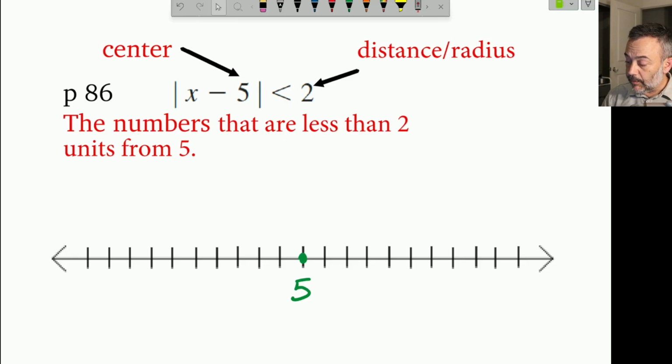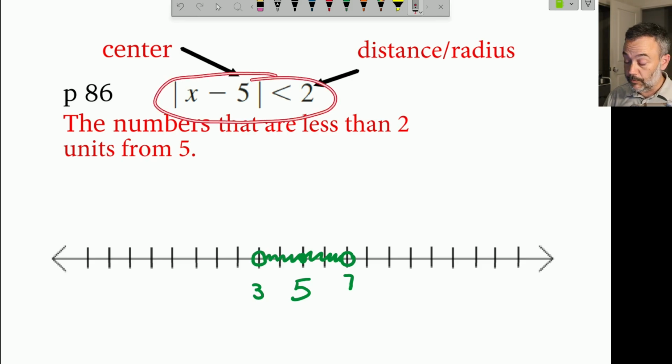So let's graph this example. The absolute value of x minus 5 is less than 2. Well, the center is 5. I've already put 5 on the number line here. And the distance I go to the right of 5 is 2 units, and the distance I go to the left is 2 units. And so that would be here. That's 7 and 3. Now this is less than, so we're not going to include the boundary. But any number between 3 and 7 will make this absolute value inequality true.